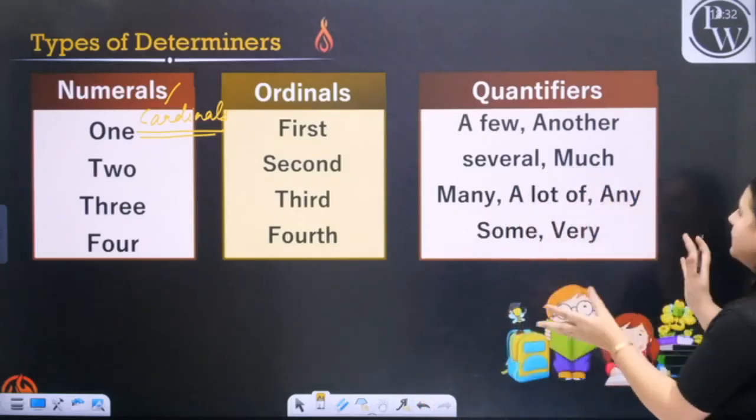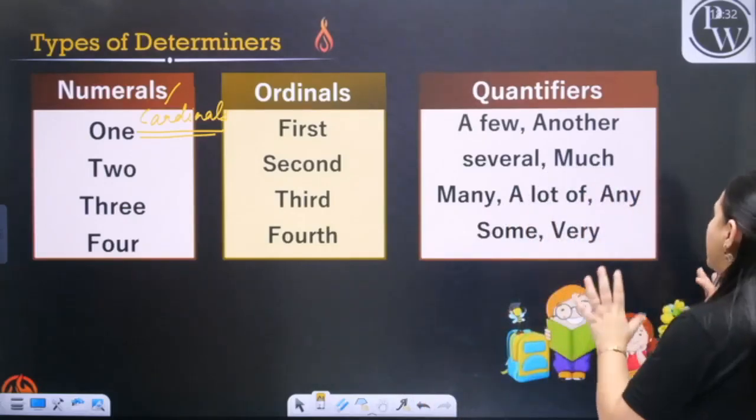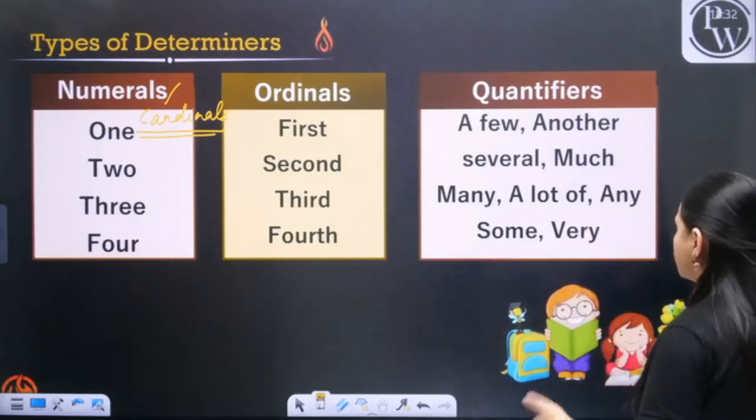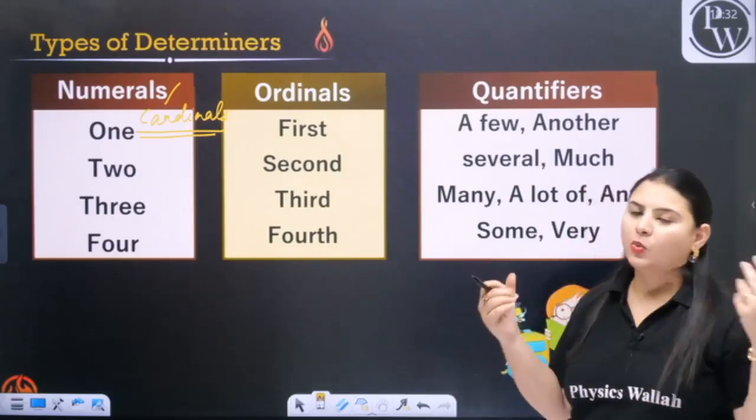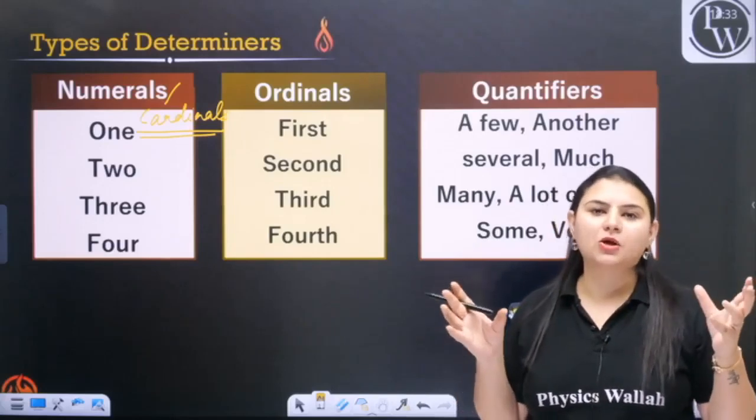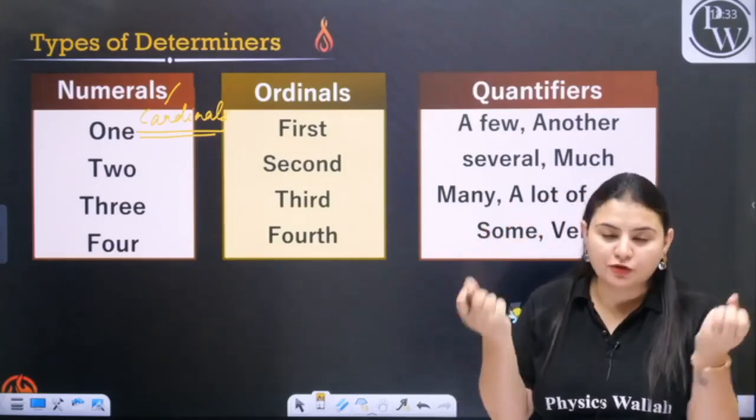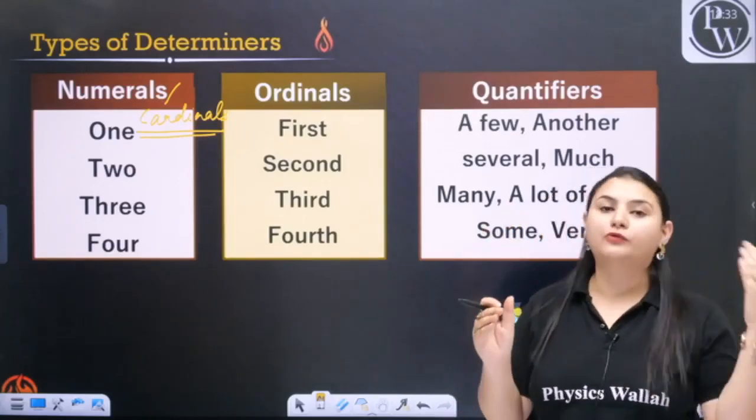Now, quantifiers. What are quantifiers? A few, another, several, much, many, a lot of, any, some, very. Quantifiers can be a lot, and they can be very confusing as to where to put which quantifier.